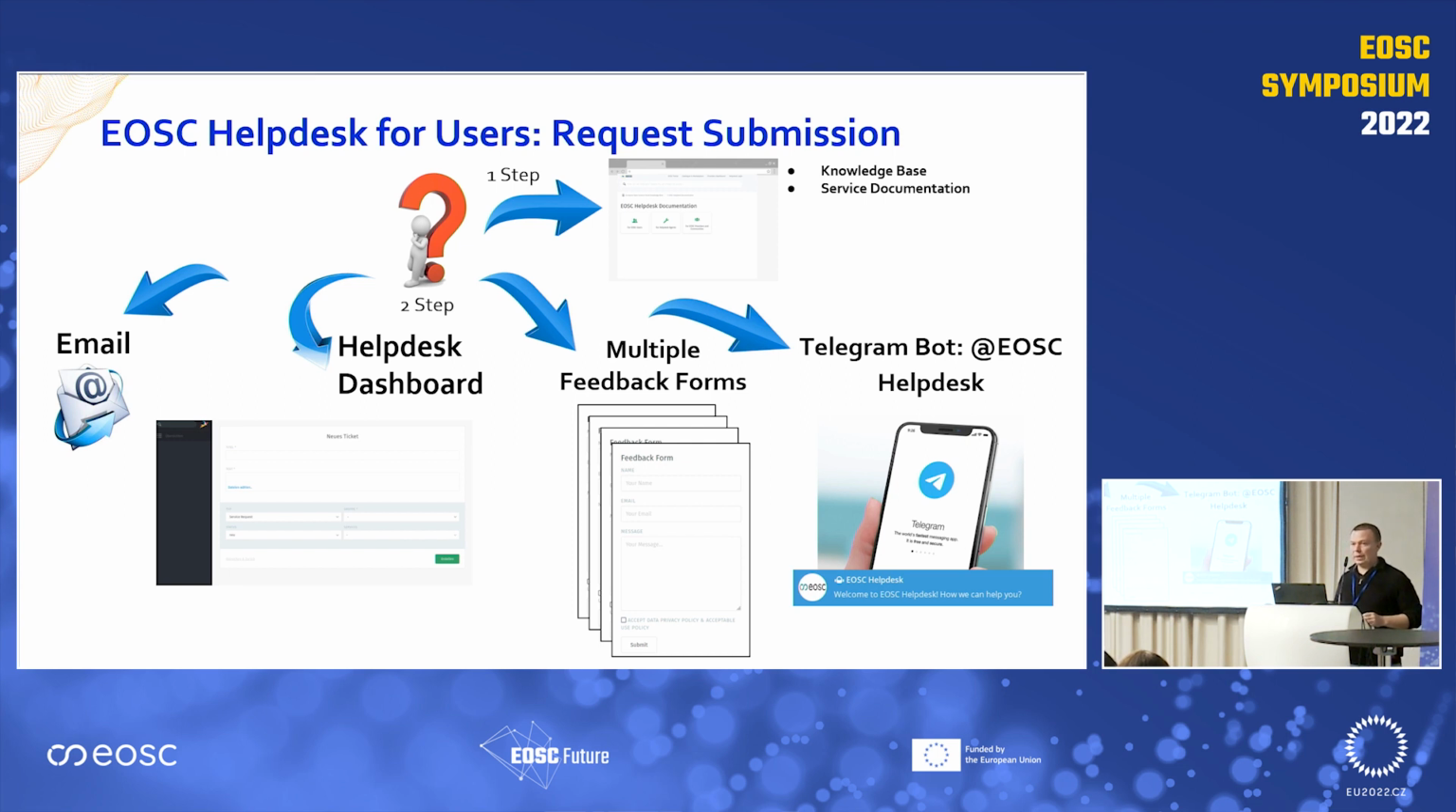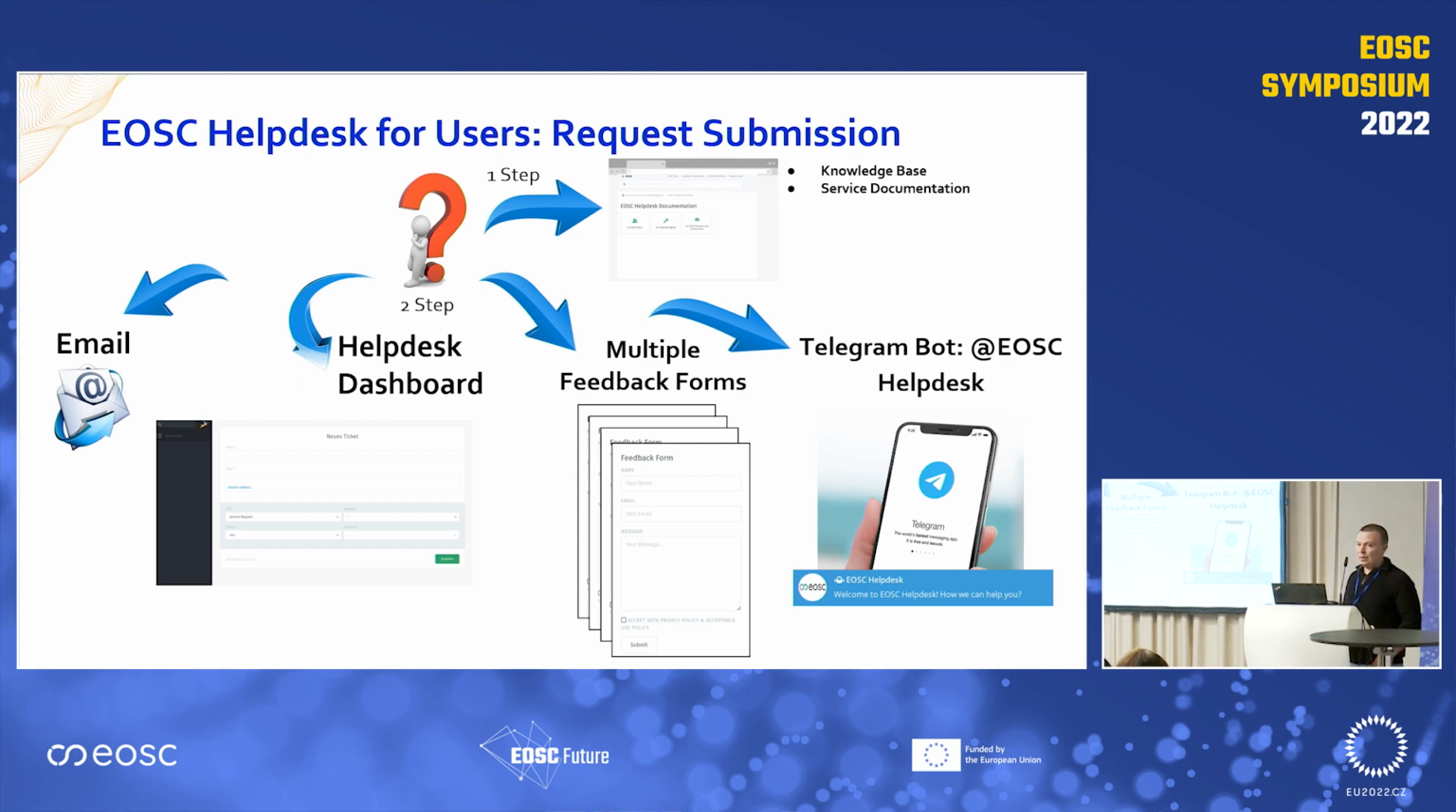And yeah, I come to the request submission a bit in more detail, so that the user starts the interaction with the help desk by submitting the ticket. And there are several ways we provide to do that. It's via email, via the help desk dashboard, via the feedback forms integrated in the web pages of the services. There is a new method we recently implemented via the Telegram bot.